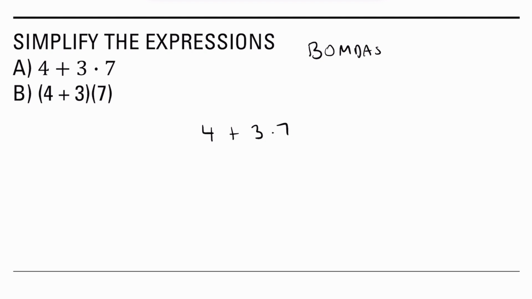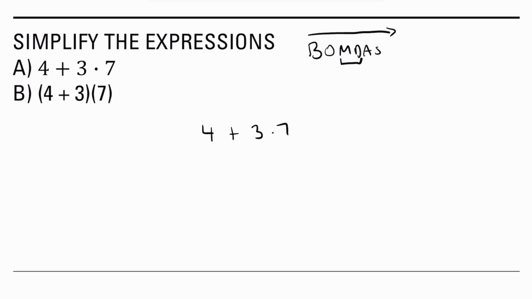We know we have to go brackets first. Are there any brackets? No, there's not. So we can then move on to orders, so exponents. Do we have any exponents or roots? No, we don't. So now we move on to multiplication or division from left to right.